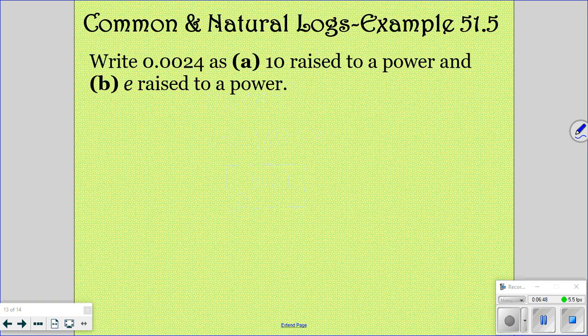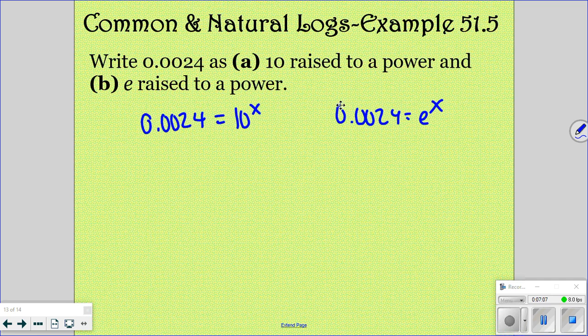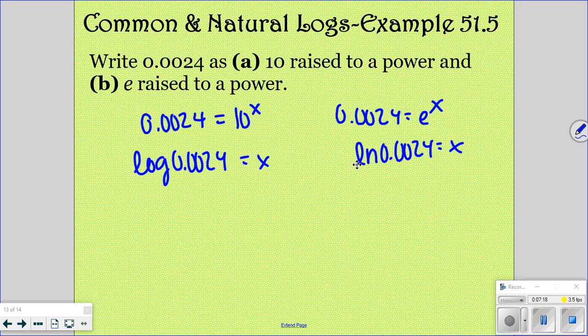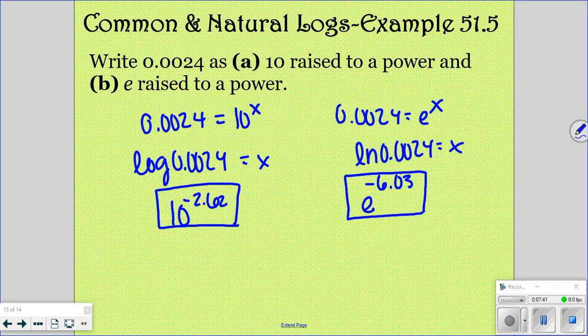We've got one more example. So again, y'all try this one by yourself, and then I'll go over it. We have 0.0024 as 10 raised to a power, and 0.0024 as e raised to a power. So on this side, you're going to do log of 0.0024. And on this side, you're going to do ln of 0.0024. So you should get, for A, 10 to the negative 2.62. And then for B, you should get e to the negative 6.03. So that's how you can rewrite them.